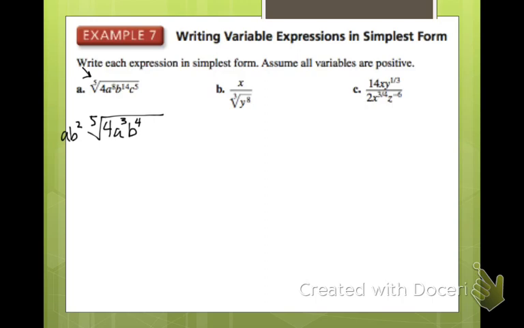And then how many groups of 5 c's are there in c to the 5th? Well, there is 1 with none left over. So this is our final answer, a b squared c times the 5th root of 4, a to the 3rd, b to the 4th.